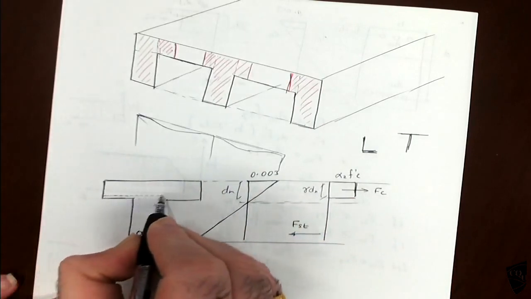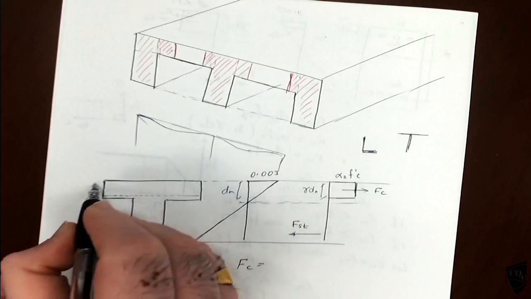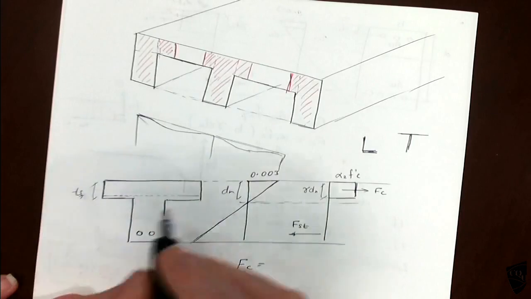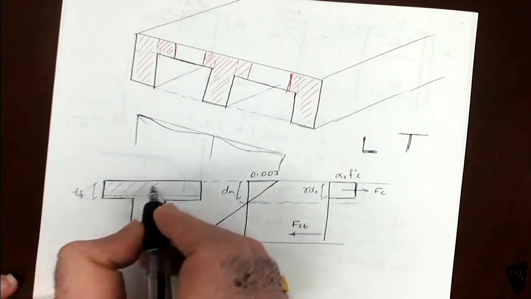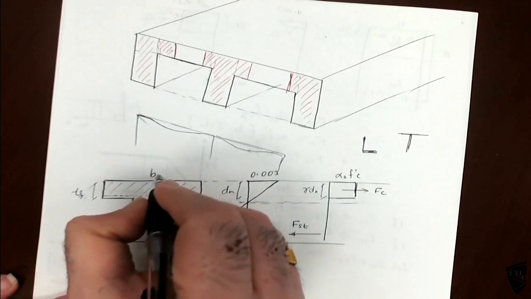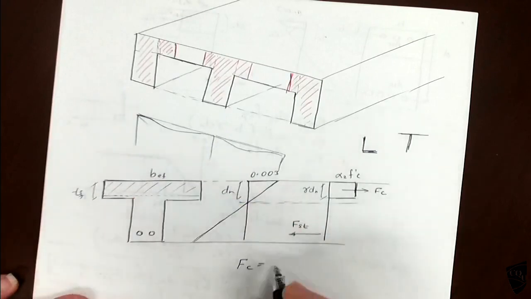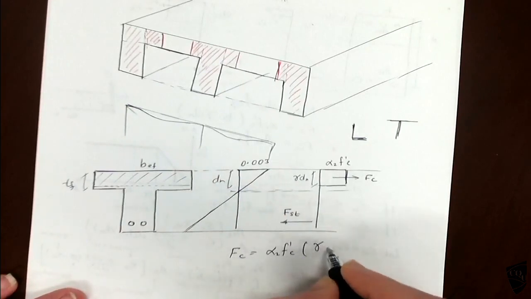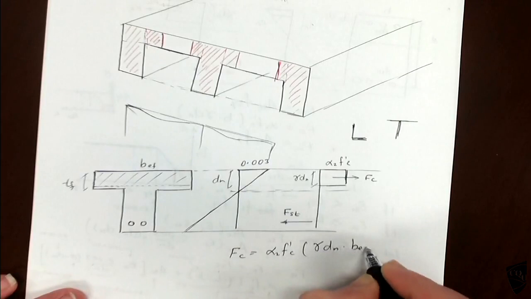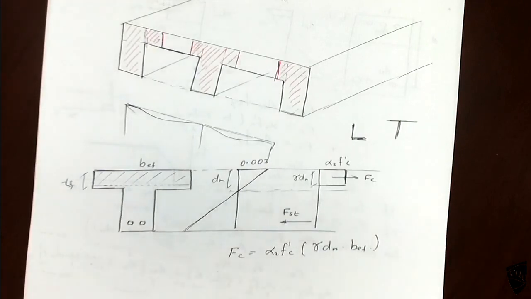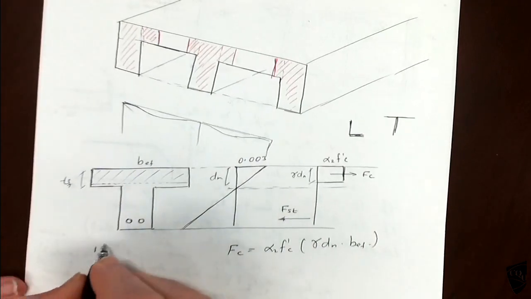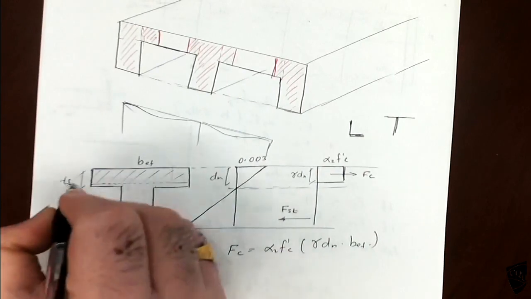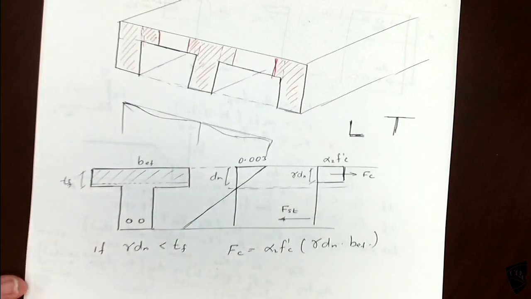If the gamma dn is within this flange thickness, if that one is within this, so this is the area, and this is the B effective. So it is alpha 2 f'c times gamma dn times B effective, if gamma dn is less than the thickness of the flange.